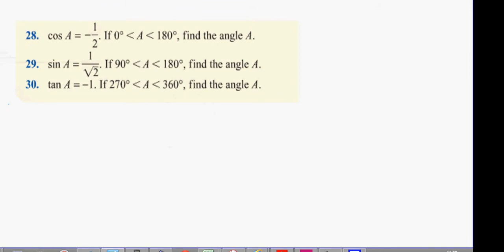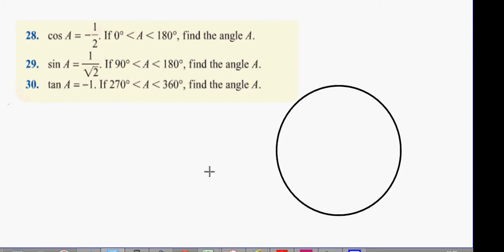Alright, it says cos A is equal to minus a half. If 0 is less than A, less than 180, find the angle A. Now, what you guys need to know is a bit of background about trigonometric functions.